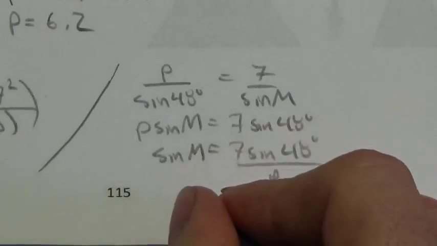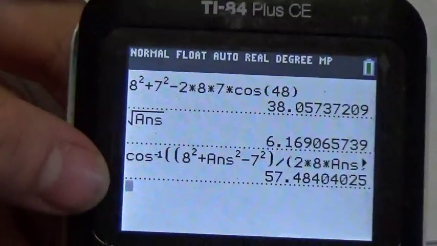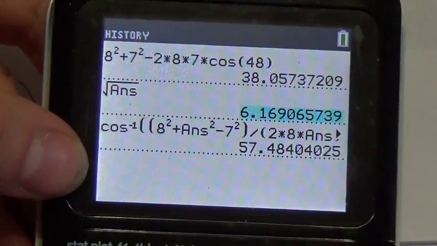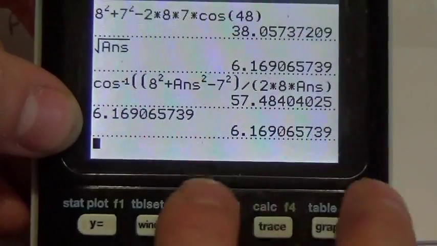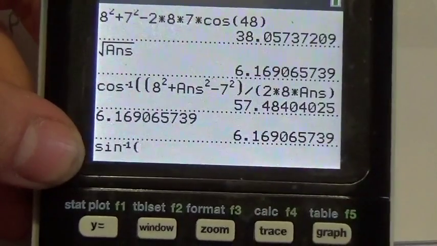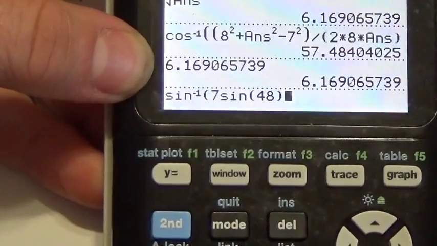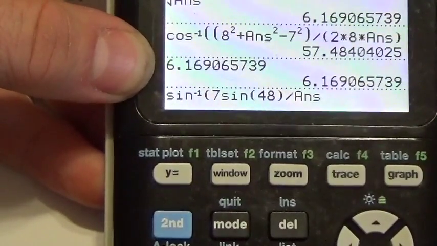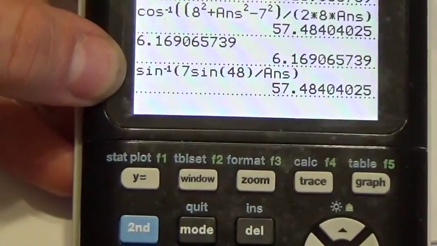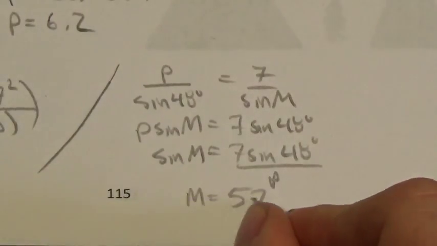Now to figure out what m is, bear in mind I'm going to take the inverse sine of that. The first thing I got to do is go back and grab p again. So there was p, right? Okay, so I'm going to just drop that down right there, press enter. So that's the last answer. There's my p again. Now, second sine, 7 times the sine of 48 divided by p, second answer. When I do that, I'm going to get, there it is, my 57.48. So 57 degrees.